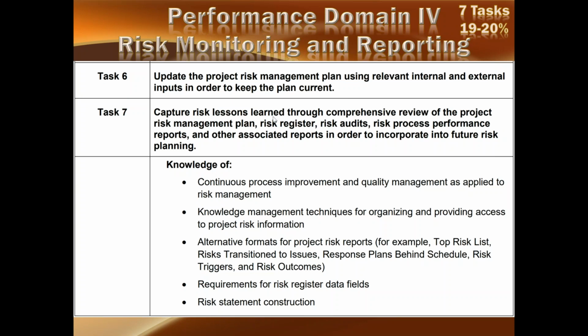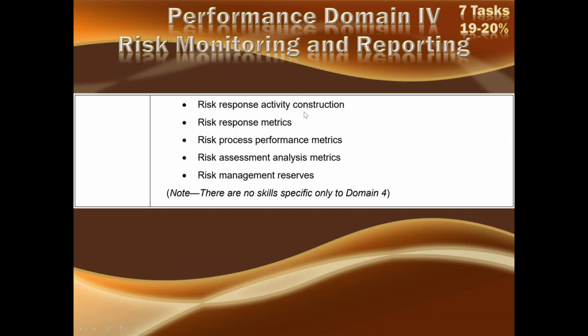Task number 7: capture risk lessons learned through comprehensive review of the project risk management plan, risk registers, risk audits, risk process performance reports, and other associated reports in order to incorporate into future risk planning. The knowledge you need here is about the continuous improvement process, quality management, and knowledge management techniques for organizing and providing access to risk information; alternative formats for project risk reports, for example top risk list, risk transitioned to issues, response plans behind schedule, risk triggers, risk outcomes; requirements for risk register data fields; and how the risk statement is constructed. I'll teach you most of the things given here. Also risk response activity construction, risk response matrix, risk process performance matrix, risk assessment analysis matrix, and risk management reserves. There are no specific skills you need to learn for this domain.